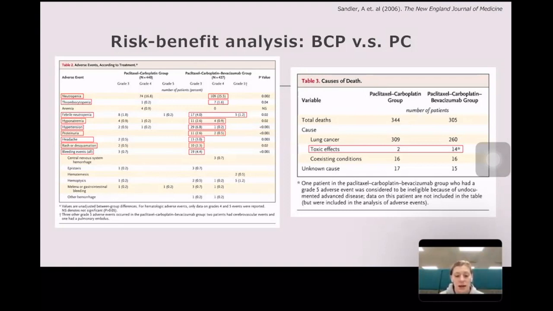More importantly, if we look at the causes of death, the group with Avastin had 14 deaths from toxic side effects, while the group without Avastin only had 2 deaths. This makes you 7 times more likely to die from treatment with Avastin than without.